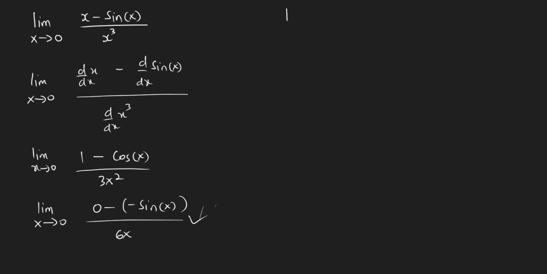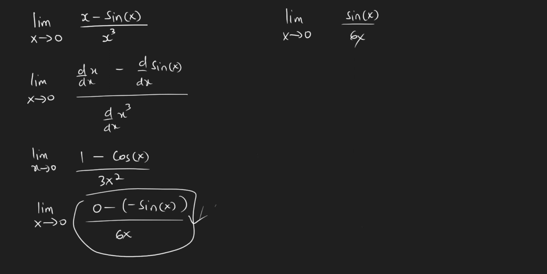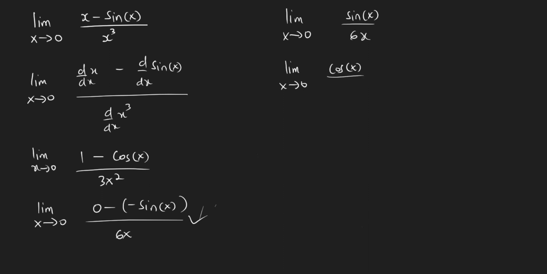From there, you have the limit as x approaches 0 of sine x divided by 6x. I just rewrote what we have here. So now let's differentiate again. When I differentiate sine x, that will give us cos x. So I'm going to have the limit as x approaches 0 of cosine of x divided by the derivative of 6x. That will give us 6.